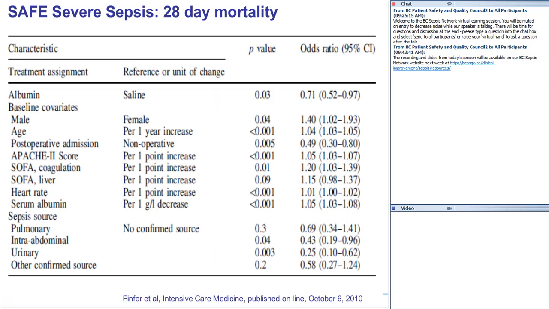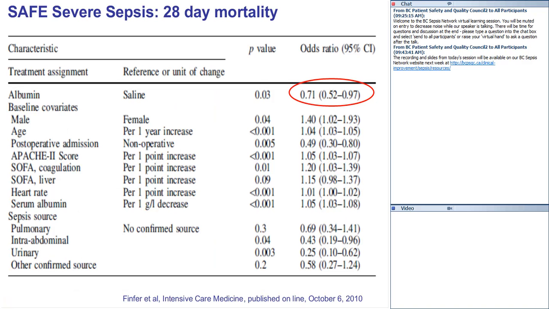With regard to the outcome for this subgroup analysis, in an adjusted analysis, a logistic regression analysis with 28-day mortality as a primary outcome, resuscitation with albumin as compared to normal saline was associated with a 29% reduction in the odds of death for patients with severe sepsis. So if true, that would represent a very large reduction in death for our highly vulnerable patient population.